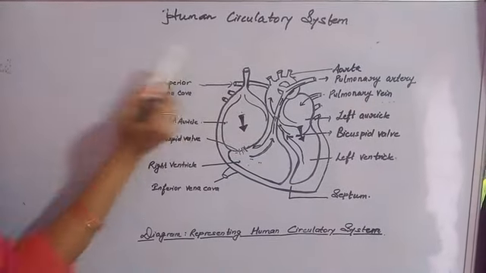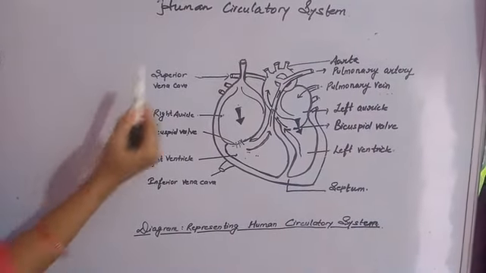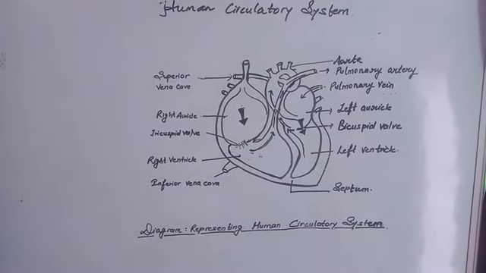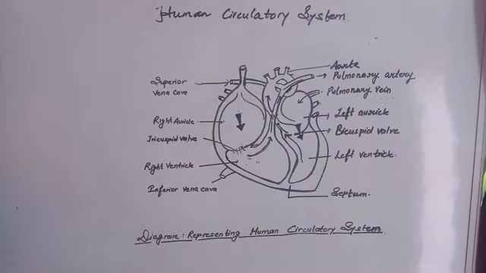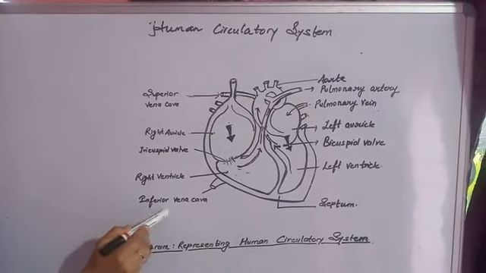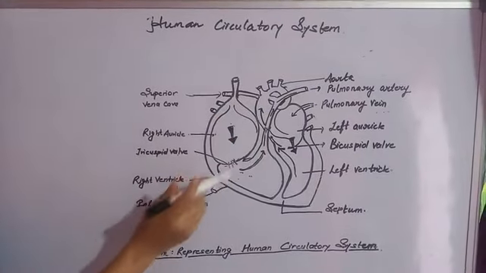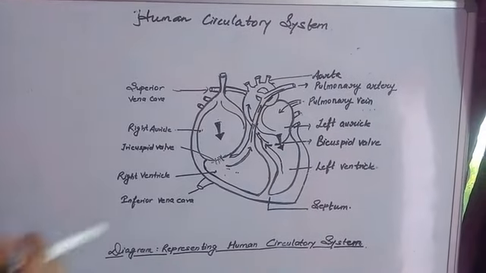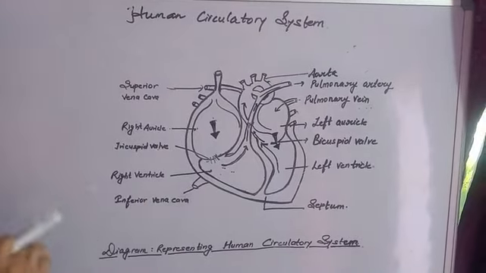Our blood comes through the superior vena cava and inferior vena cava. The superior vena cava brings blood from the superior part of the body, like the head region and above the heart. And the inferior vena cava brings blood from the lower region below the heart. The blood collected from the superior vena cava and inferior vena cava enters into the right auricle. Then the right auricle is fully filled with blood.